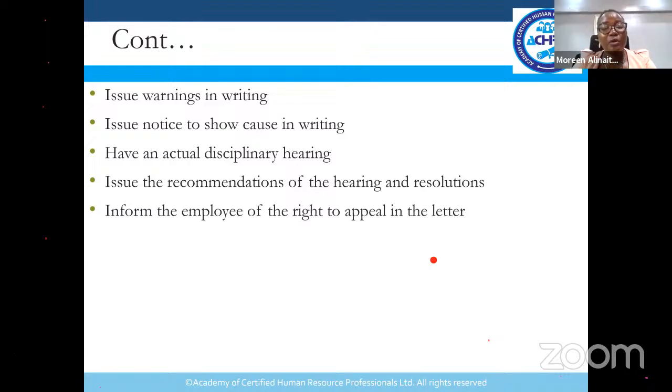Now, issue a notice to show cause in writing. If somebody must be dismissed, issue them with a notice to show cause and allow them time to respond to the notice to show cause. Let them give reason. There is a problem that I see with HR managers. You issue a notice to show cause, and in the same letter, you are calling somebody for a disciplinary hearing.